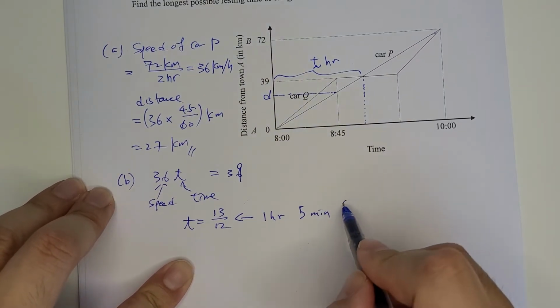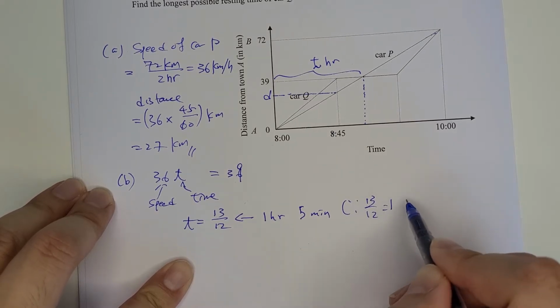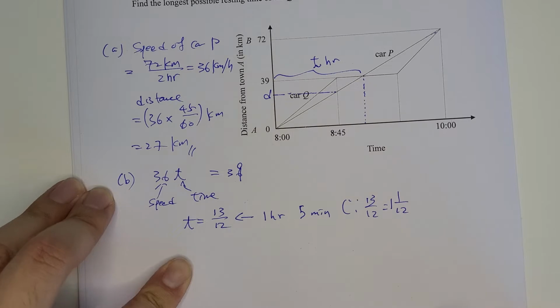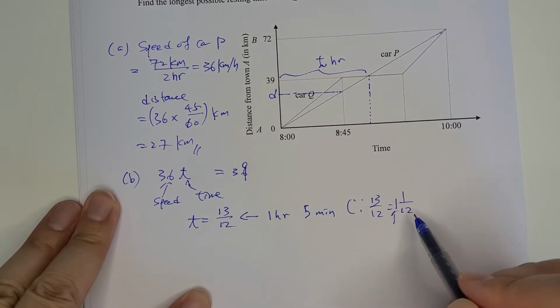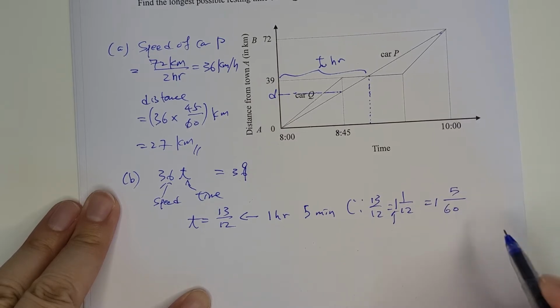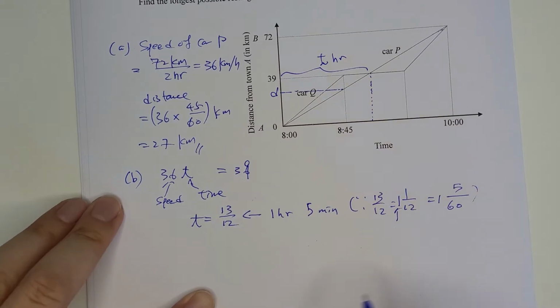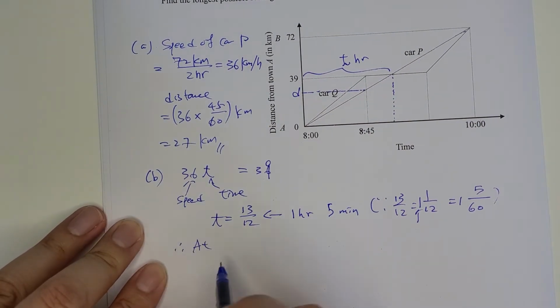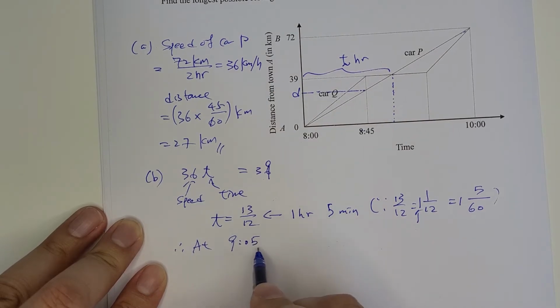Why? Because 13/12 can be written as 1 and 1/12. This is 1 hour. And how about 1/12? It can be written as 5/60. Okay, so that's 1 hour and 5 minutes. Therefore, starting from 8 a.m., after 1 hour, that is 9 a.m., with 5 more minutes, so they meet at 9:05.